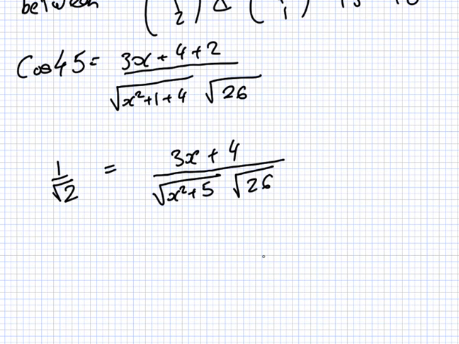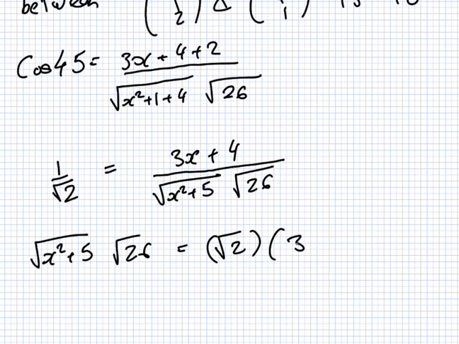Well, I could cross multiply and square, or square and cross multiply. So I'll cross multiply first. I get root x squared plus 5 root 26 equals root 2 times 3x plus 4. Where's the plus 2? Oh! This should be a 6 here then, is it? 6 and 6. Thank you.